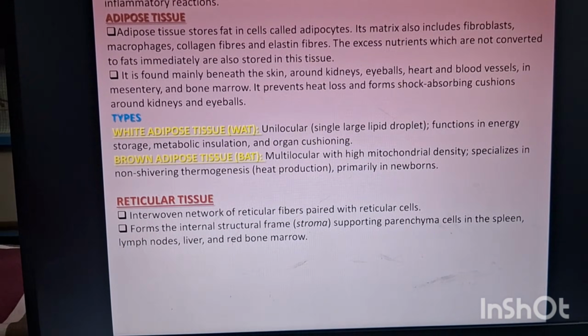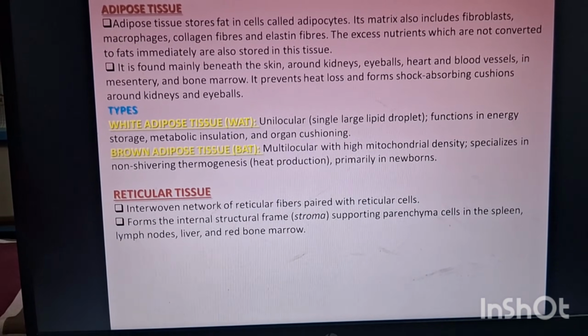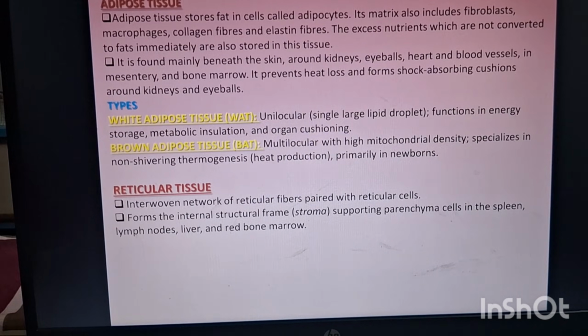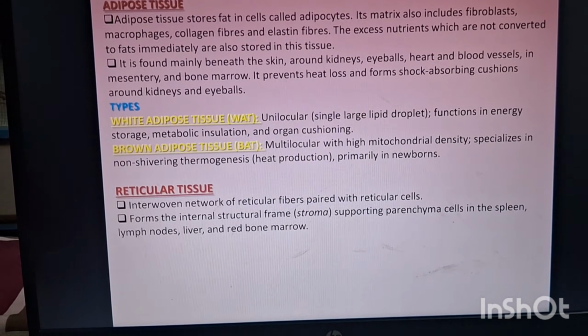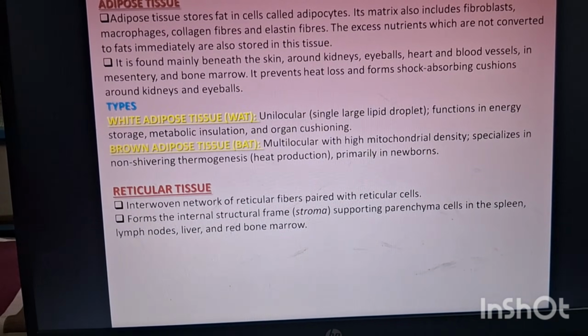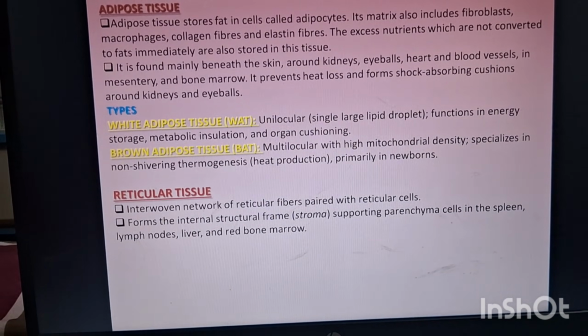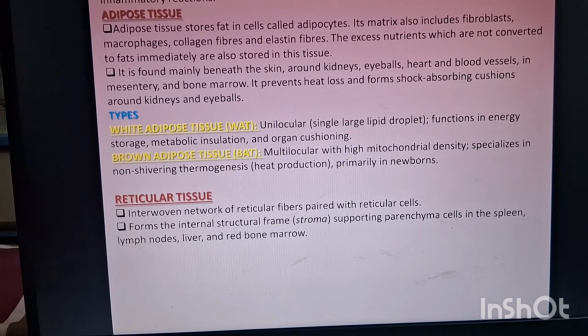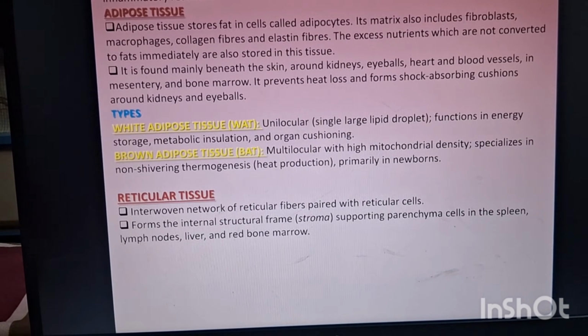The next and last type is reticular tissue. It is an interwoven network of reticular fibers paired with reticular cells. It forms the internal structural frame, that is, the stroma, supporting parenchymal cells in the spleen, lymph nodes, liver and red bone marrow. Now the topic has ended.